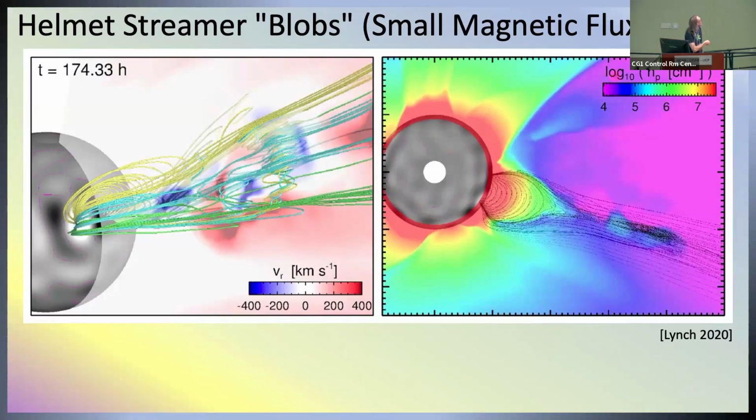So the minute this guy runs into something else, all of these field lines have the opportunity to sort of rearrange themselves. This is the helmet streamer version of that.